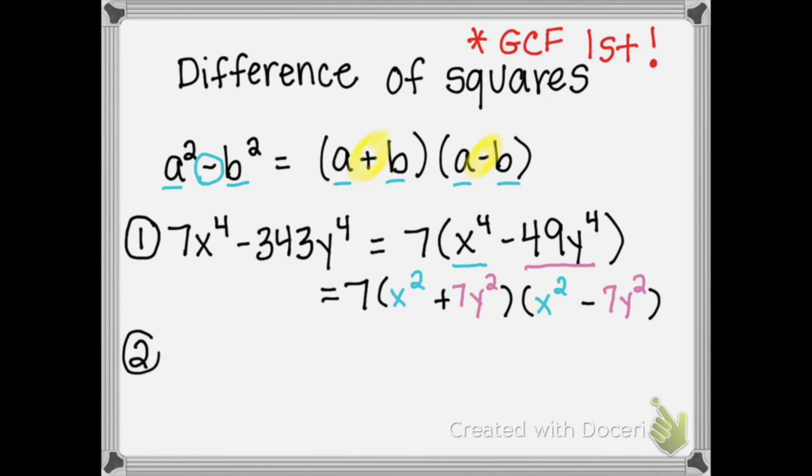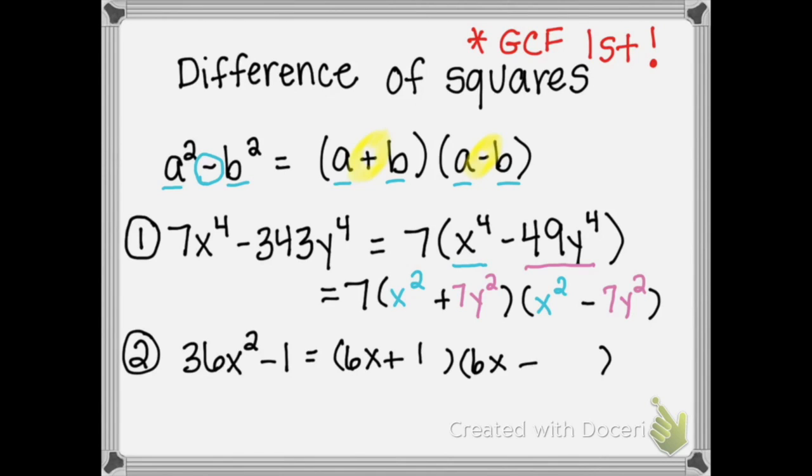Just one more final example. There may not always be a GCF, but you should always check for one. So let's say I have 36x squared minus 1. With 36x squared minus 1, 36 is a perfect square, x squared is a perfect square, and 1 is also a perfect square. So I have that subtraction, so I should be able to do a plus and a minus. So the square root of 36 is going to give me 6. And the square root of x squared is going to be x. And the square root of 1 is still going to be 1.